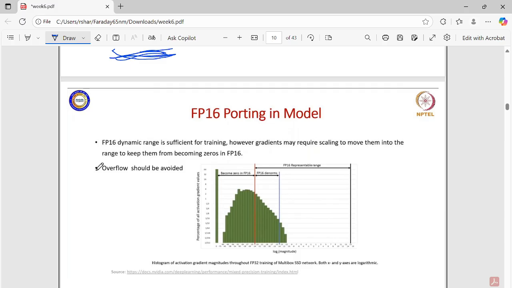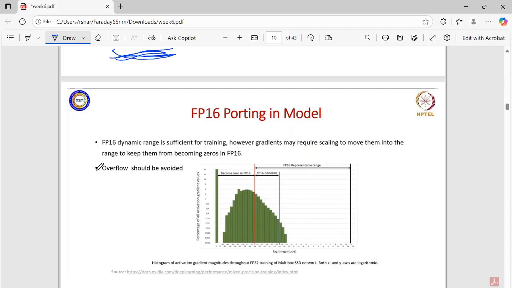So the common approach to maintain the accuracy is keeping the master weights in 32. Weights are stored in both 16 and a master copy of float 32. Gradients are computed in 32 but converted to 16 and then converted to 32 for the optimizer step. This is how frameworks in NVIDIA or PyTorch AMP work.